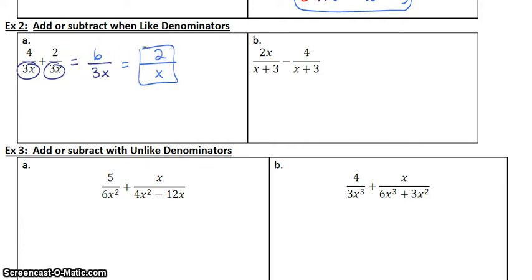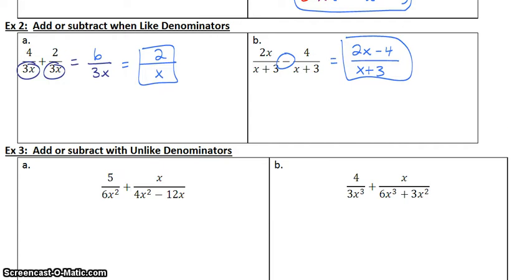All right, let's look at B. So again, the bottom stays the same if you have the same bottom, and then work with the top. And in this situation, because I have a subtract sign, 2x minus 4. Now I can't add those together, so I just write them both down. Think back to what we did in section 9.4. Is there anything on top and bottom I can cancel? No, so that's my final answer.